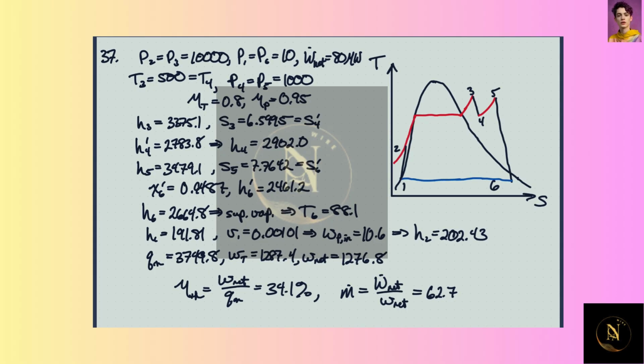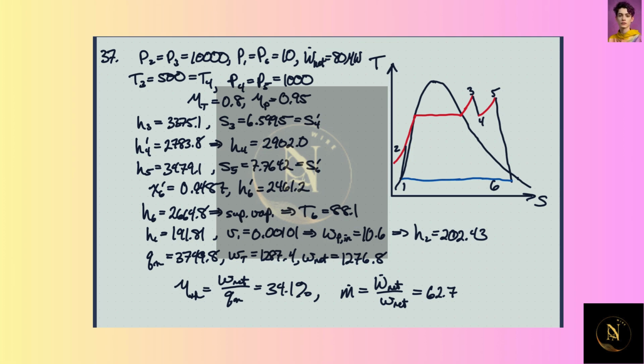In this problem, we've got another, not ideal, reheat Rankine cycle. In this case, we have a high pressure side up here at 10 megapascals. The low pressure side this time is 10 kilopascals. We're actually told what the power output is, and that's 80 megawatts.